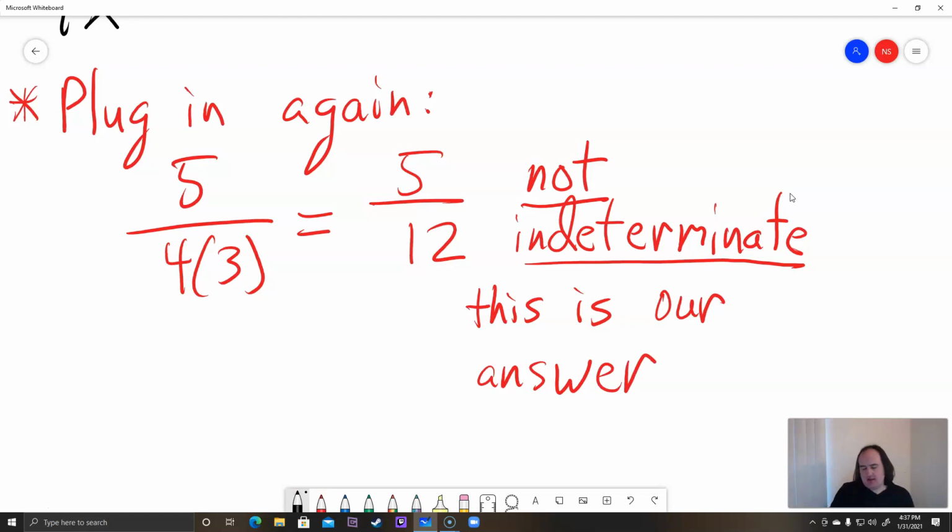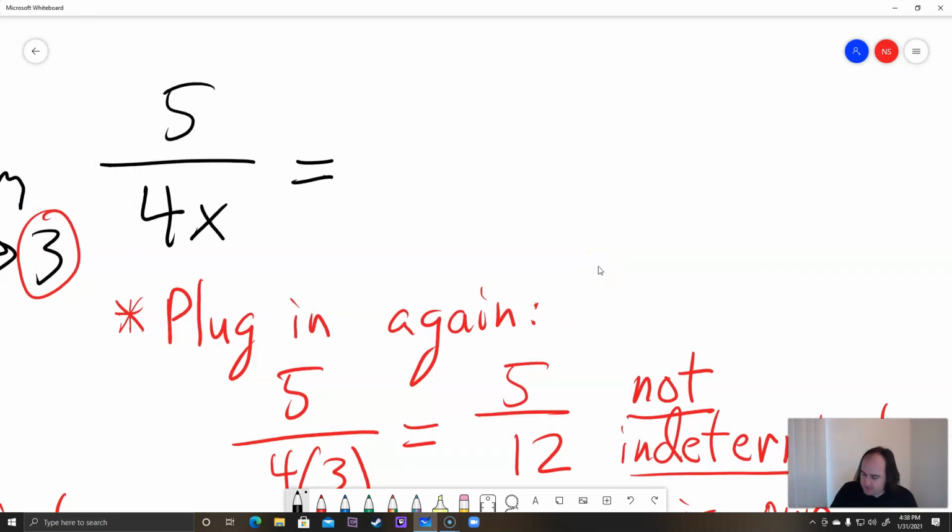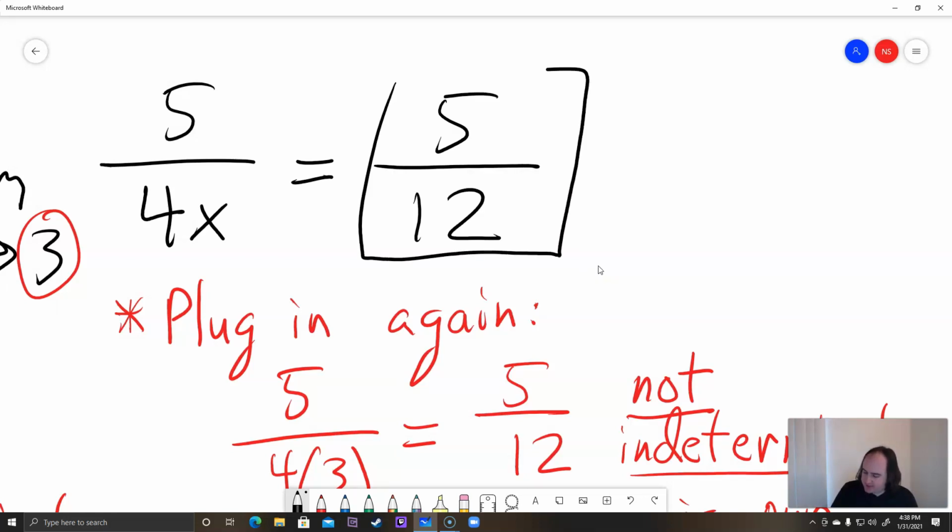So it's a really easy thing to do. You just take the derivative on the top and the bottom as many times as you need to until when you plug it in, it's actually a real number. It's not indeterminate. So here 5 over 12 is actually going to be our answer. Okay, so I'll go ahead and box that.